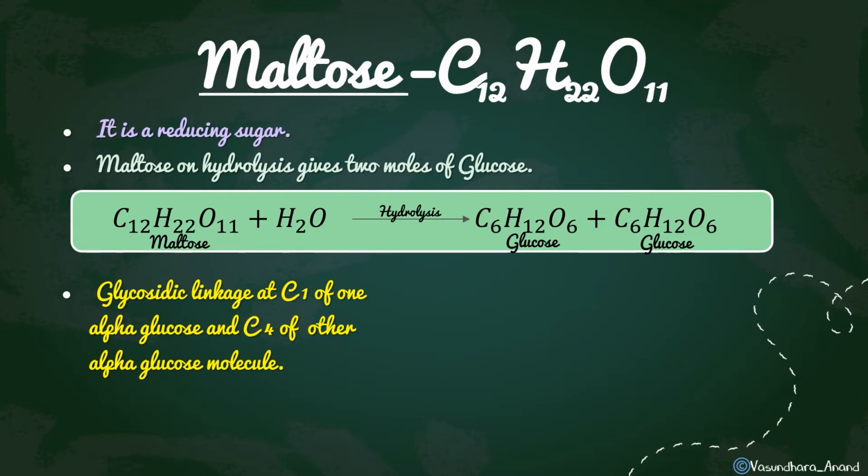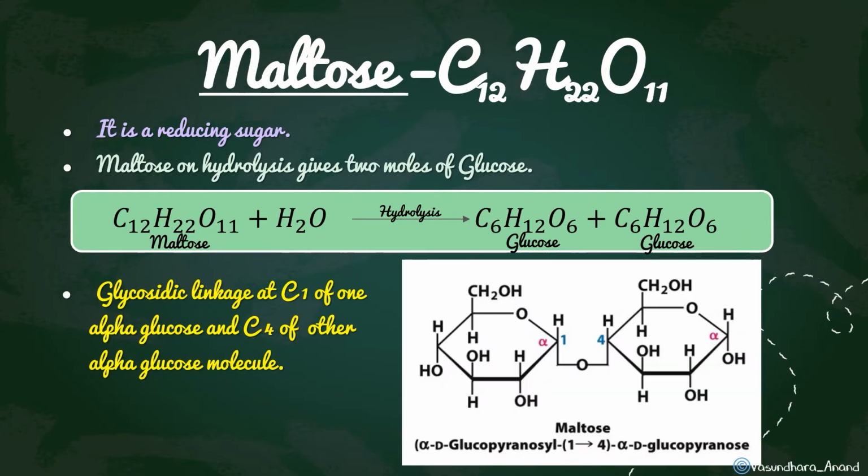So sometimes you can see that it is also said as 1,4 glycosidic linkage. So you should understand that C1 C4 or 1,4 glycosidic linkage, what does it mean? It says that one alpha glucose and the other alpha glucose will combine together by C1 and C4 carbon. Okay, let's see how this works.